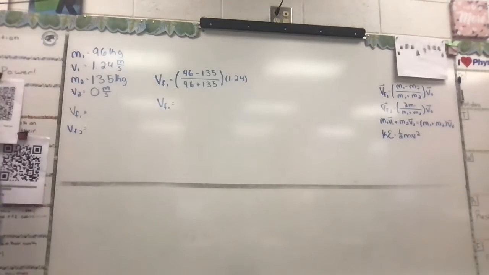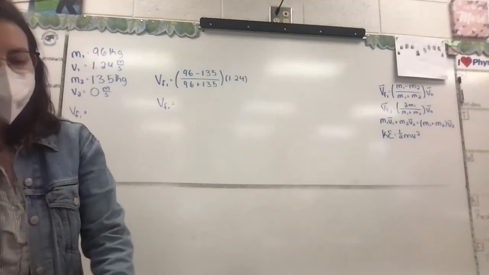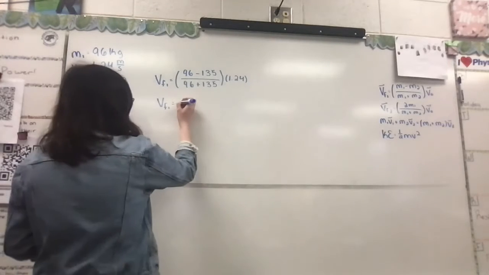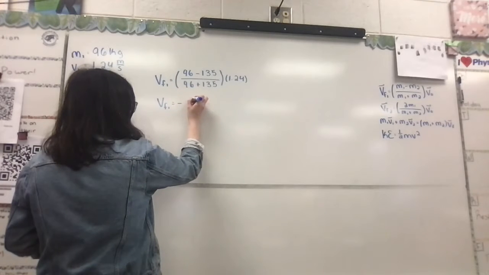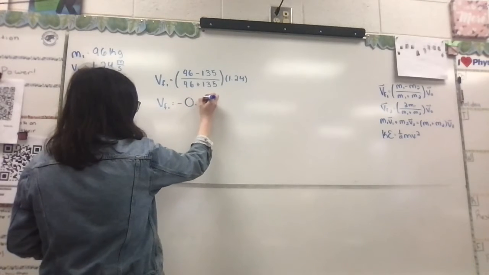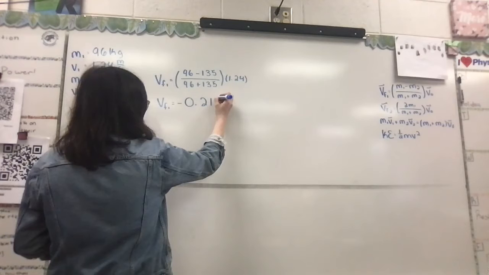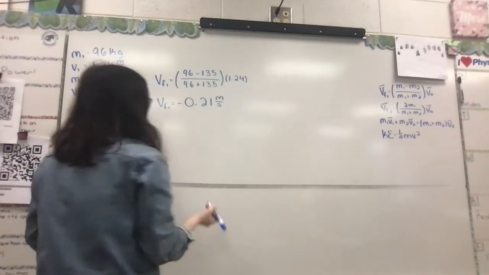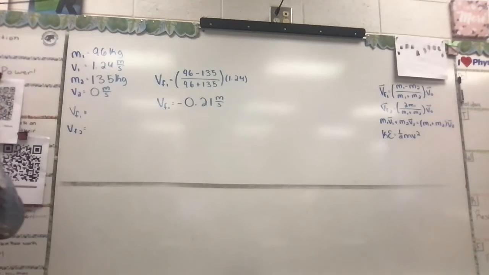So when you think you have the final velocity of that first bumper car, let me know. Is it negative 0.21? Yeah, it's negative 0.21. What are the units? Meters per second. Okay, any questions about that one?